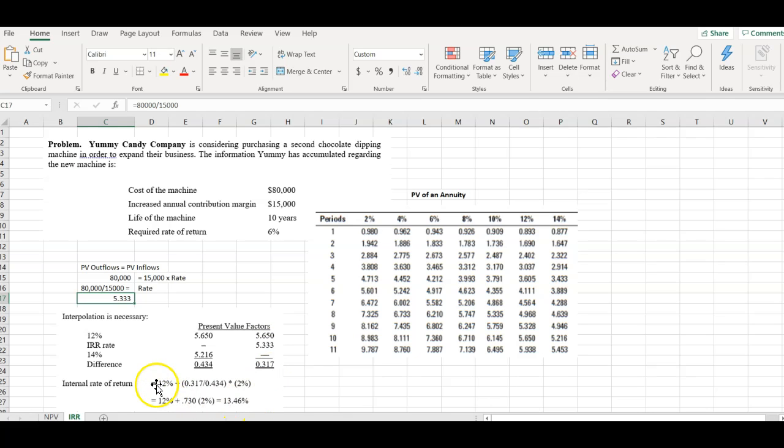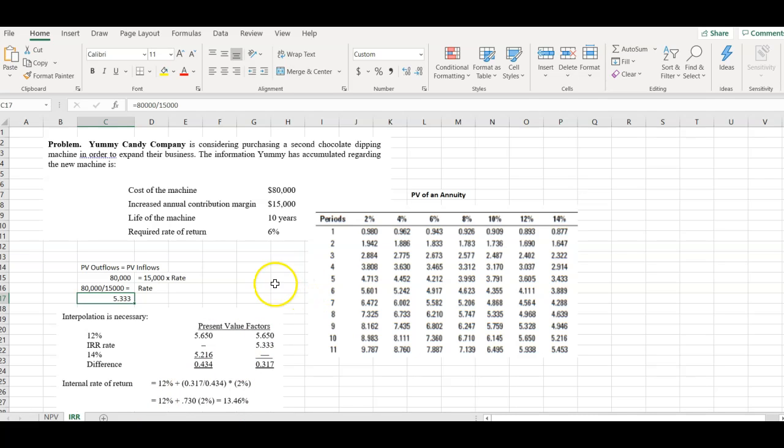So we'll take 12% plus the ratio of 0.317 divided by 0.434 times the 2% spread, and that would give us 0.730 times 2%, because we're about 73% of the way through there, and our internal rate of return would be 13.46. We'll talk more about this later.